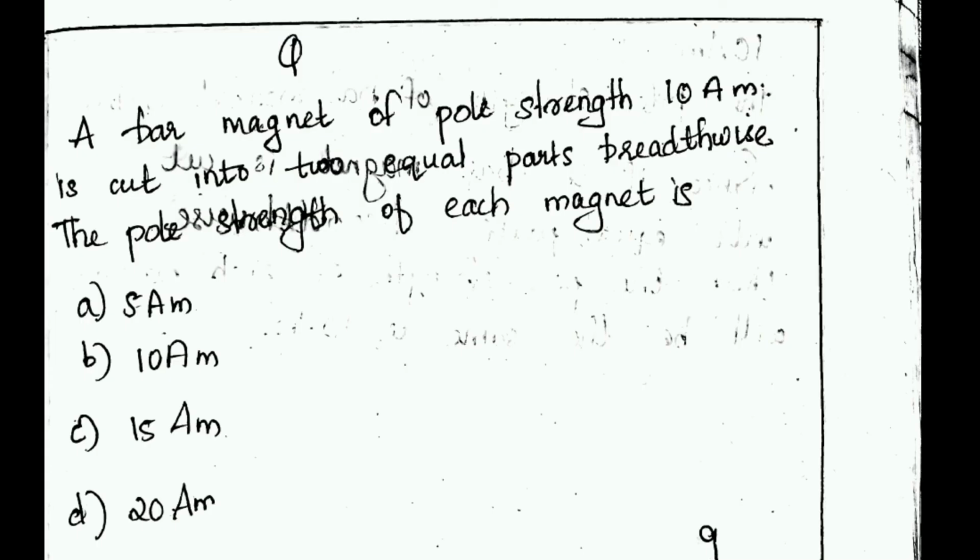Moving to the fourth question. A bar magnet of pole strength 10 ampere meter is cut into two equal parts breadthwise. The pole strength of each magnet is: A, 5 ampere meter; B, 10; C, 15; and D, 20 ampere meters. Here the bar magnet has a pole strength, that is the m value, of 10 ampere meter.